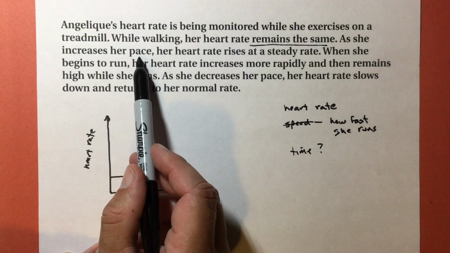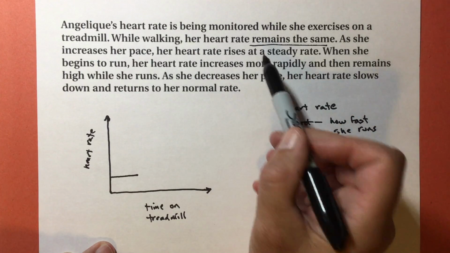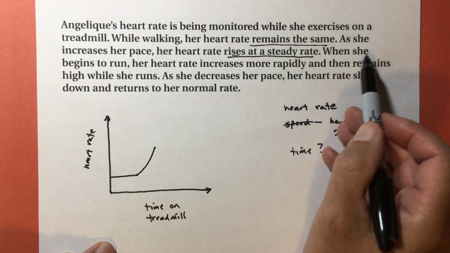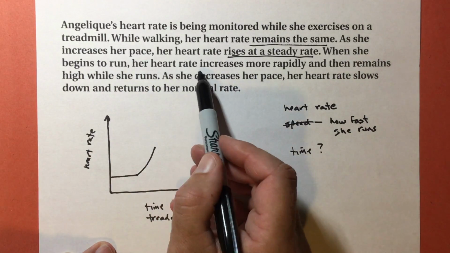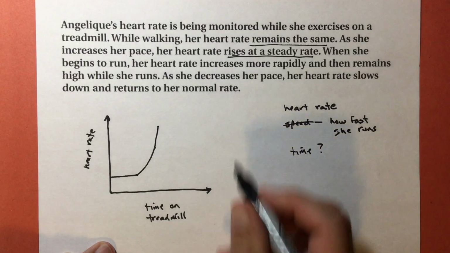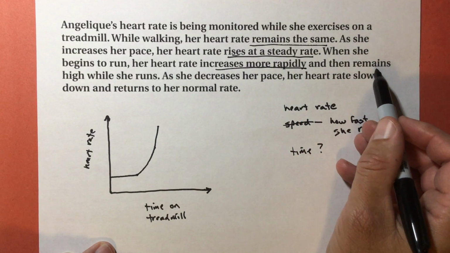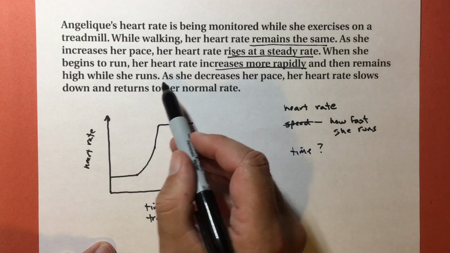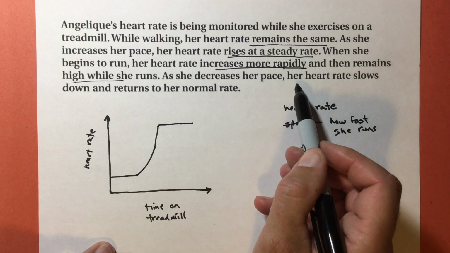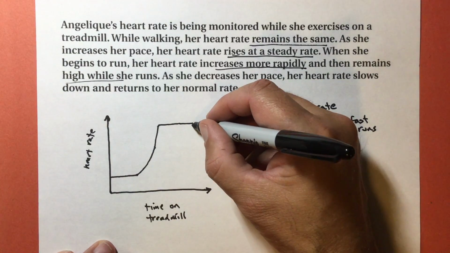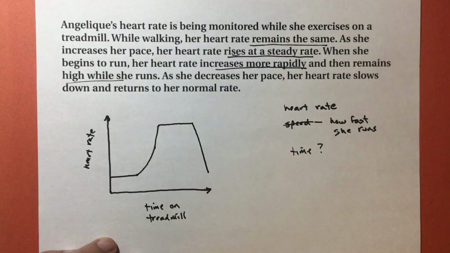As she increases her pace, her heart rate rises at a steady rate. So then it's going to go up. When she begins to run, her heart rate increases more rapidly. So it's going to go real far up. And then it's going to remain high while she runs. So then it's going to level off again. As she decreases her pace and slows down, her heart rate is going to slow down and return to her normal rate. So then that means it's going to come down like so. Okay? Probably at the same level it was when she was walking.